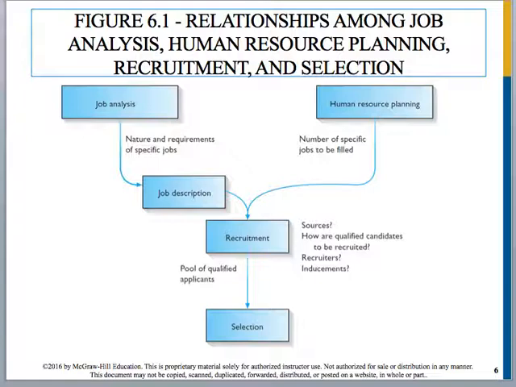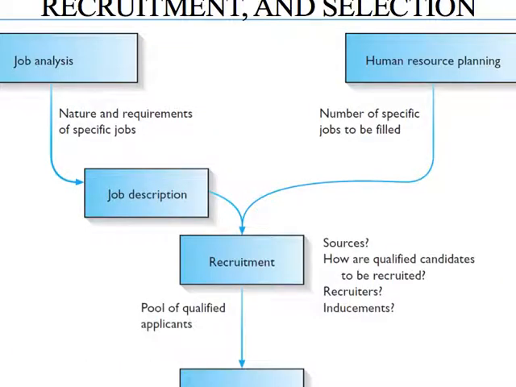Figure 6.1 in your textbook shows you the relationships among job analysis, HR planning, recruitment, and selection. And I will zoom in for you so that you can see it closer. You see on the left we have our job analysis, and that is looking at the nature and requirements of specific jobs and how that then is tied into the job description, which is then used in order to recruit. And then on the other side, you have your HR planning, and that's looking at a number of specific jobs that need to be filled.